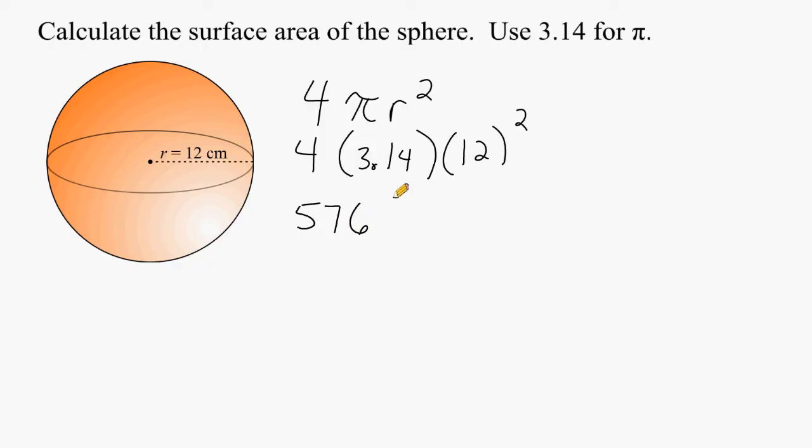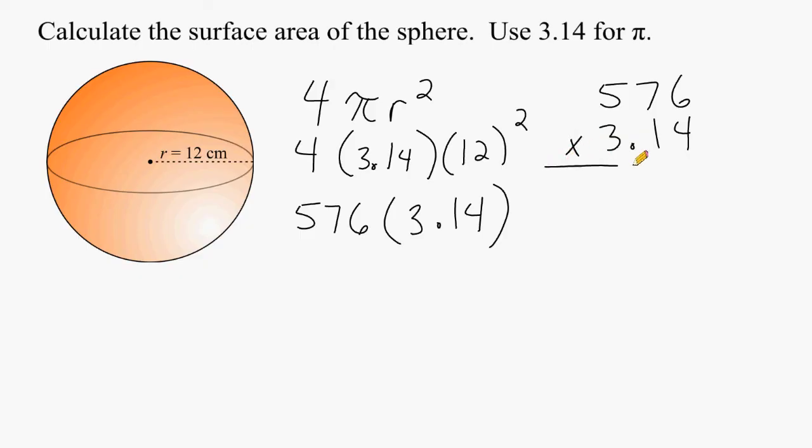So I'm going to write 576 multiplied by 3.14. All right, now this is something that I can't do mentally, so I'm going to go off on the side here and multiply those two values together. So we have 576 times 3.14. All right. 4 times 6 is 24. We carry the 2. 4 times 7 is 28 plus 2 more is 30. Carry the 3. And 4 times 5 is 20 plus 3 more is 23.